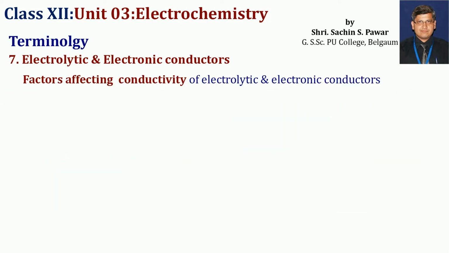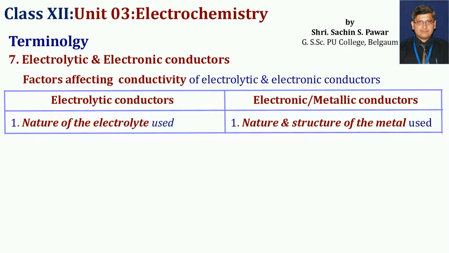Now let us see the factors affecting the conductivity of both these two conductors. For electrolytic conductors, nature of the electrolyte is very important. As we know, electrolytes can be a strong electrolyte or a weak electrolyte. Strong electrolyte conducts better than weak electrolyte. Therefore, the nature of the electrolyte is a factor deciding the conductivity of electrolytic conductors. And in case of electronic or metallic conductors, since electrons are responsible for carrying the current, the nature and the structure of the metal which allow the movement of electrons faster is the factor deciding the conductivity of this conductor.